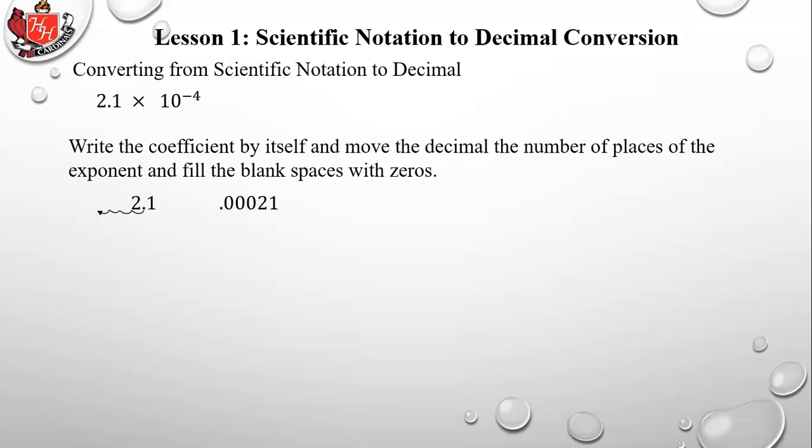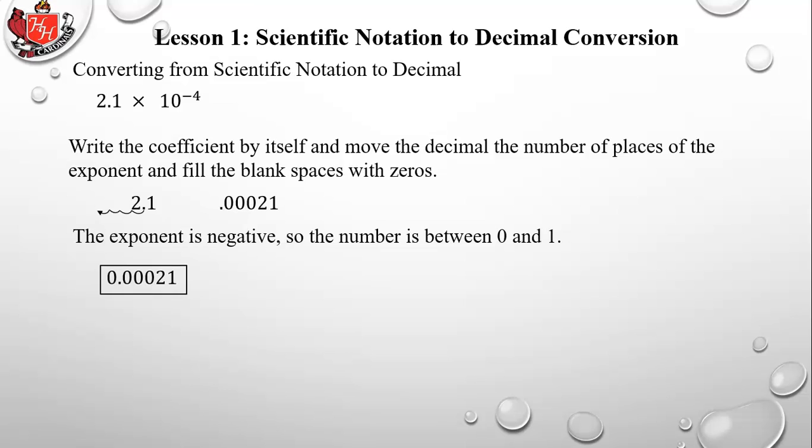So I moved it 4 spaces. You can see there's 3 little slots there to fill in with zeros. So you get 0.00021, and that's the answer. The exponent is negative, so the number's between 0 and 1. And there it is. A leading zero should be placed to the left of the decimal.